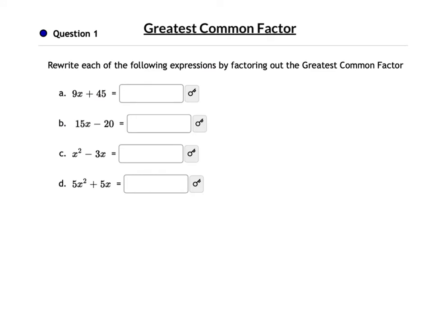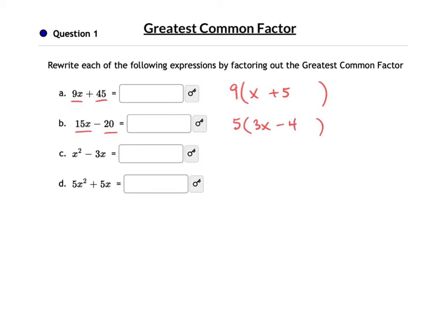Question 1, 9x plus 45. The greatest common factor of 9 and 45 would be 9. And 9 times x is 9x, and 9 times 5 is 45. The greatest common factor of 15x and 20, the greatest number that divides both, is 5. And 5 times 3x is 15x, and 5 times 4 is 20.